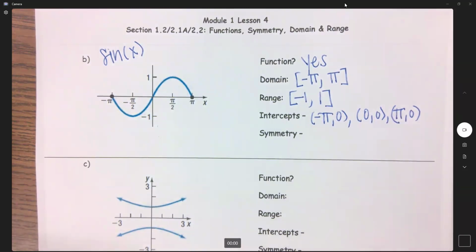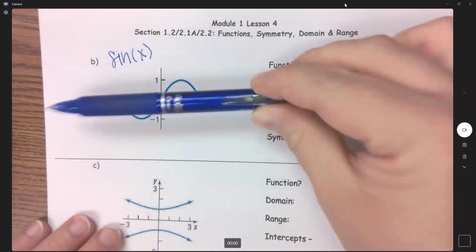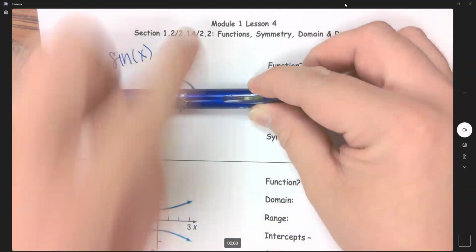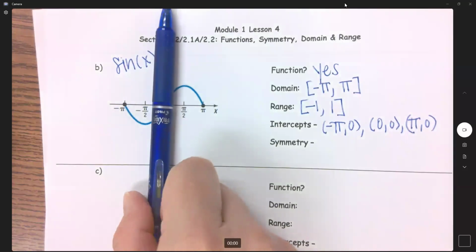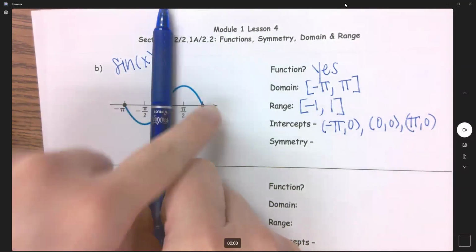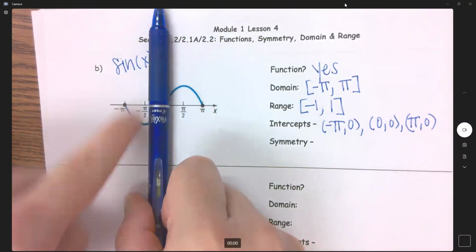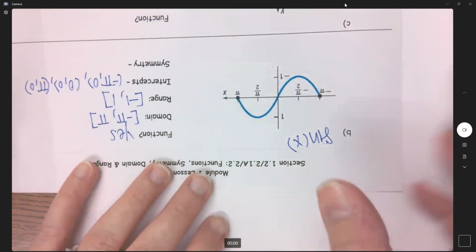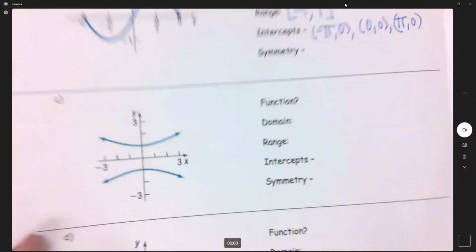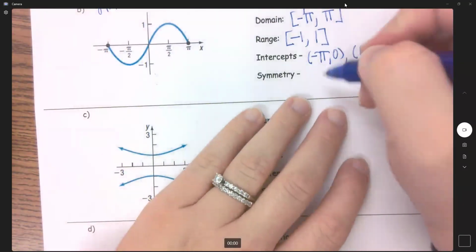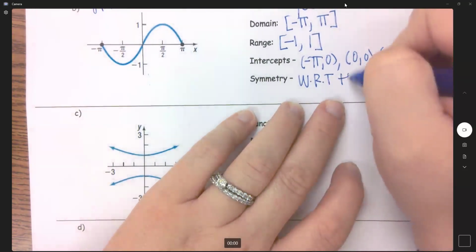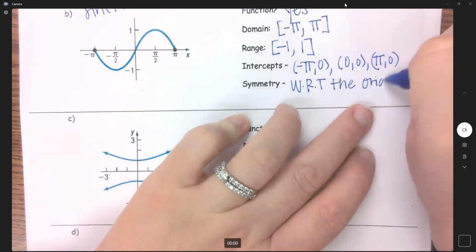So symmetry. Is this reflective across the x? Does the top mirror the bottom? Well, now you can see a swoop down here and a swoop over here, so that's not the same. How about along that y-axis? Is the left mirroring the right? Nope, again, swoop down here, swoop up here. But when I flip this upside down, does that look the exact same? Yes, it does. So this is symmetry with respect to the origin.